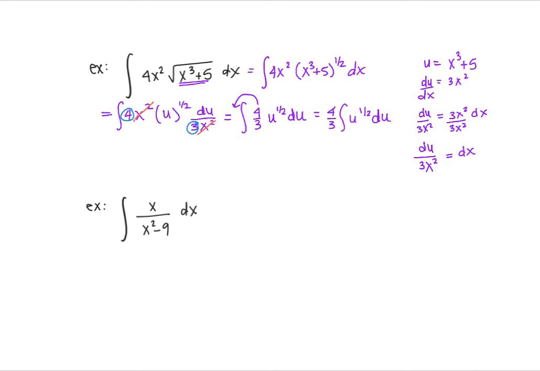And now I can take the integral of u to the 1/2. So remember, I add 1 to the exponent. And when I have fractions, the easiest way, instead of dividing by the new exponent, I can multiply by the reciprocal. So now I have this 4/3, and then I have u to the 3/2, and I multiply by the reciprocal. And so now I have 8/9 u to the 3/2 plus c, and I can put u back in, 8/9 x cubed plus 5 to the 3/2 plus c.